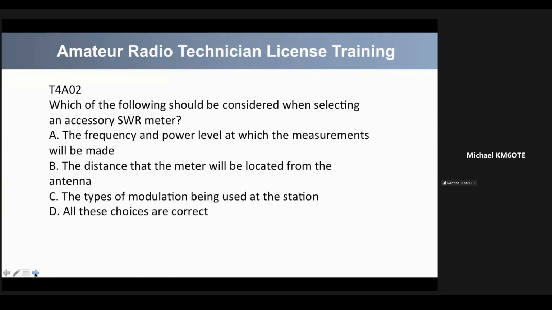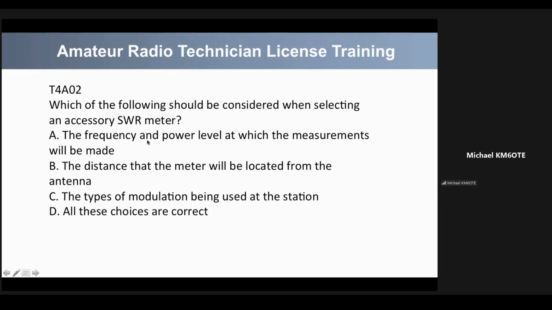Which of the following should be considered in selecting an accessory SWR meter? In one of the previous sessions, when one of the other instructors was talking, we talked about SWR meaning standing wave ratio. That's the quality, or the reflected power of the transmitted power to the antenna. In other words, matching the antenna to your transmitter. It's really important, and you don't want to have a high SWR.